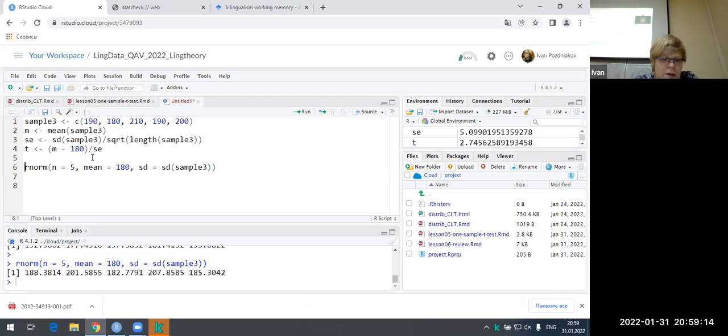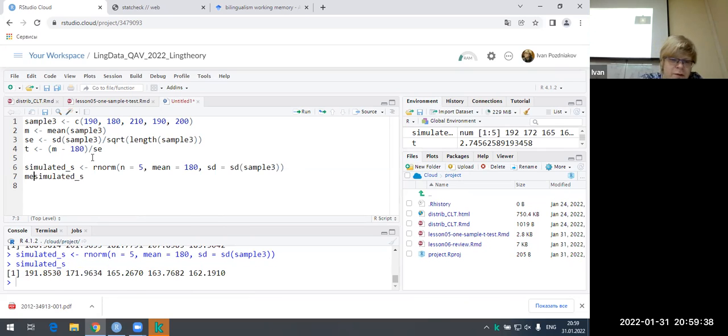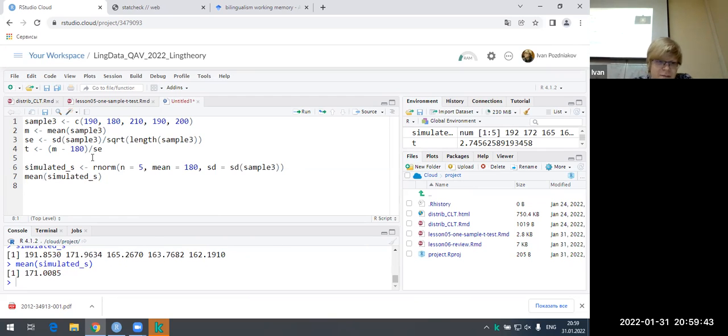We can even, let's call it simulated S, and we can even calculate a test statistic for this simulated sample. Let's see what we get here, simulated S. You can see that the mean of that will not be exactly 180, right? Because it just has some noise. And then we can even calculate the test statistic for this exact sample. So we just use this formula.